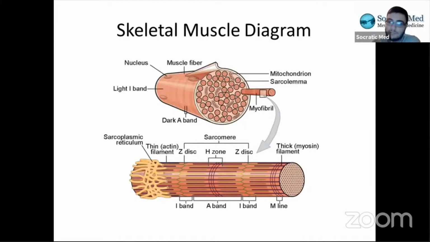If you notice, everything in muscle cells is just called sarco something: sarcoplasmic reticulum, sarcolemma. That just signifies that it's part of the muscle.